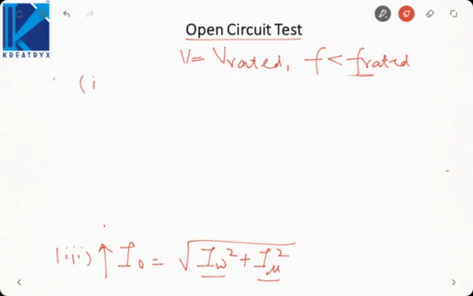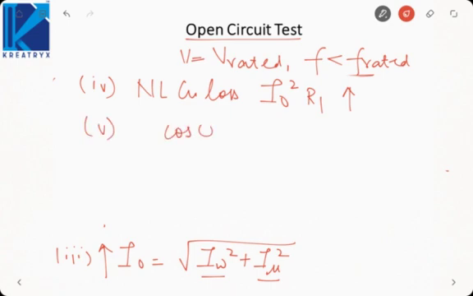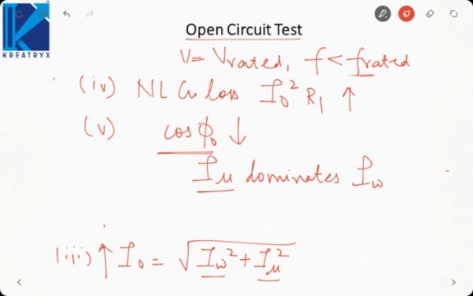Then that means no load copper loss, which is I naught square into R1, will also increase. We were neglecting the no load copper loss, but now no load copper loss will be increasing. And our no load power factor will reduce because I mu dominates IW. The change in I mu will always be greater than change in IW. So tan phi naught, which is equal to I mu by IW, will increase. So phi naught will increase and cos phi naught will reduce.